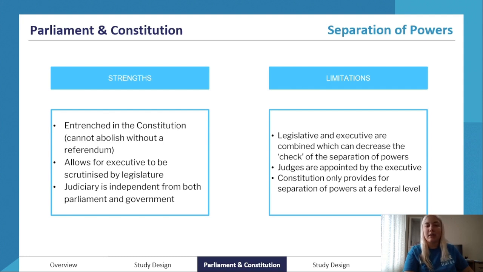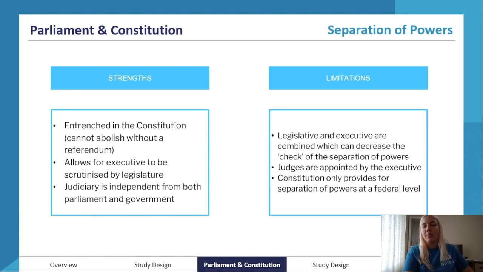And it allows for the executive to be scrutinized by the legislature. So this means that the representatives of executive powers, the ministers, can be scrutinized or criticized or changed by the members of parliament, which are representatives of our legislative powers. And another strength is that the judiciary, our judges, are independent from both parliament and government, which is very, very important. Now, limitations or weaknesses: we said the legislative and executive overlap. They're both members of parliament. This obviously decreases the check of the separation of powers and means that some corruption can be present.